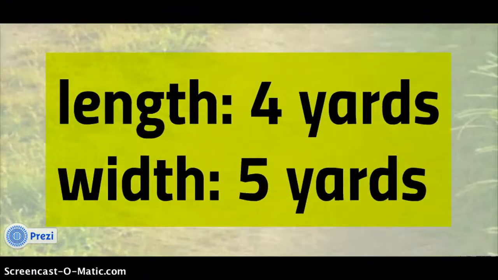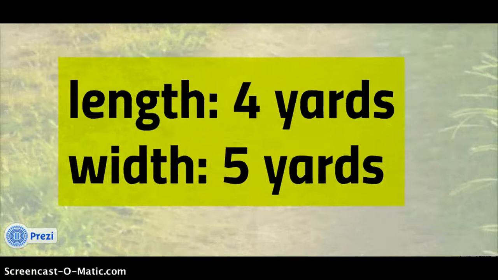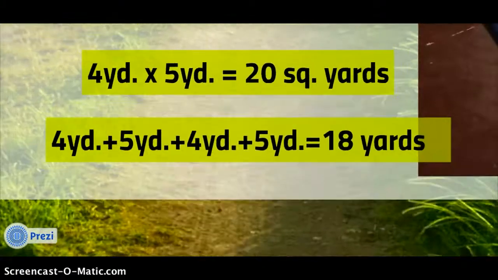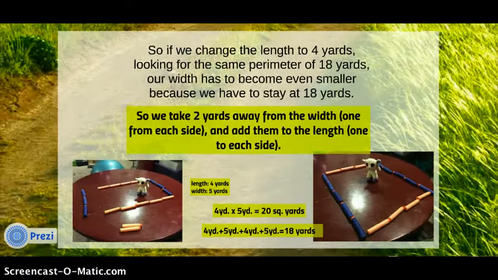So the length now is 4 yards and the width is 5 yards. So 4 yards by 5 yards equals 20 square yards. So 4 yards plus 5 yards plus 4 yards plus 5 yards, which equals 18 yards. So we have the fixed perimeter of the 18 yards and the 20 square yards. So let's go to the next one.